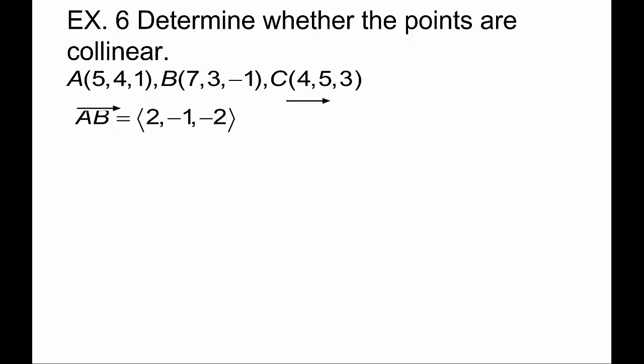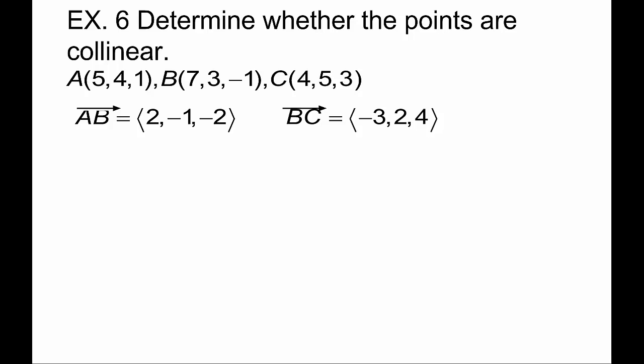Then for vector BC, I take the C components and subtract the B. So 4 minus 7 is negative 3, 5 minus 3 is 2, and 3 minus a negative 1 is 4. Once I have two vectors, then I can do the same thing that I did on the last problem to see if they are parallel.